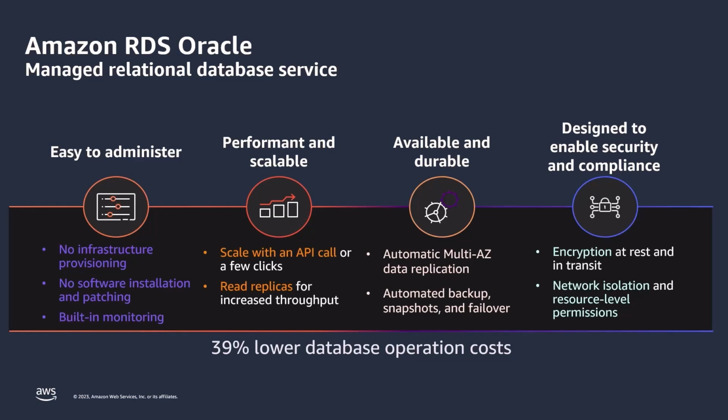RDS is currently offered for 6 familiar database engines, that is MySQL, PostgreSQL, MariaDB, SQL Server, Oracle, and Amazon Aurora, which is compatible with MySQL and PostgreSQL. In a nutshell, RDS provides customers with lower total cost of ownership, easier management, so that they can focus on the things that matter for their business and applications. Now, let's talk about what is Amazon Elastic File System.